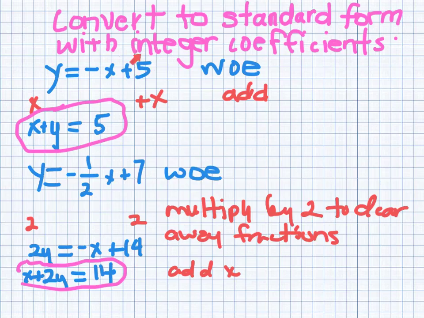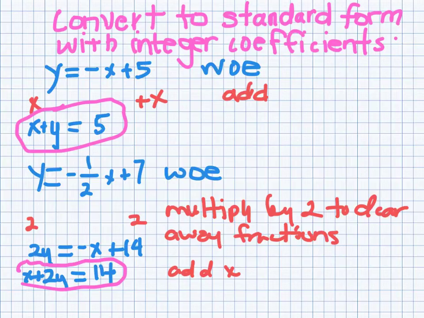So to convert to standard form with integer coefficients, it's always going to say integer coefficients so that you know it can be positive or negative or 0. Our original formula is y equals negative x plus 5. Looking at this, you know you've got to get the y and the x on the same side and just a number on the right side. So what we do is add x to both sides. That will cancel out the negative x here, leave a 5 right there, and we add the x back over here, and we end up with x plus y equals 5, and that is now in standard form.